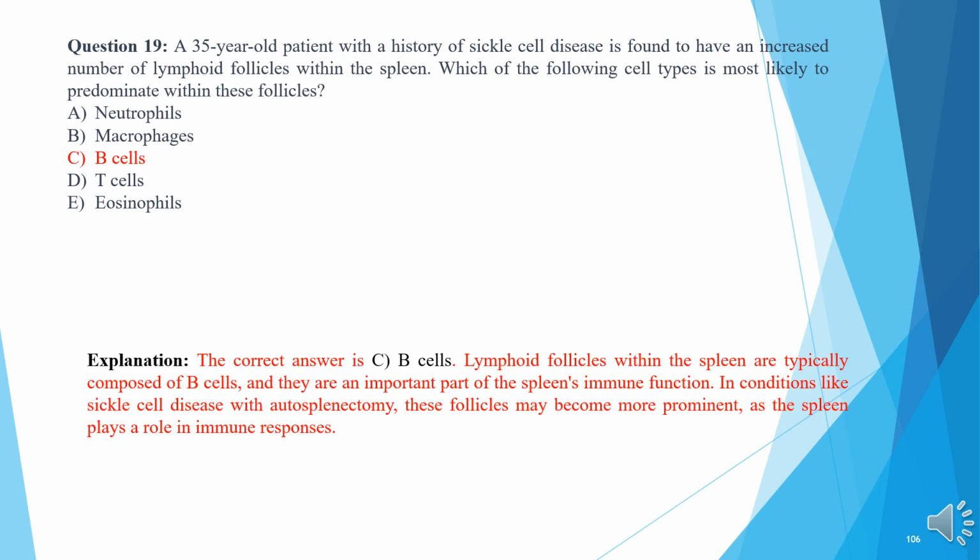B cells. Lymphoid follicles within the spleen are typically composed of B cells, and they are an important part of the spleen's immune function. In conditions like sickle cell disease with autosplenectomy, these follicles may become more prominent, as the spleen plays a role in immune responses.